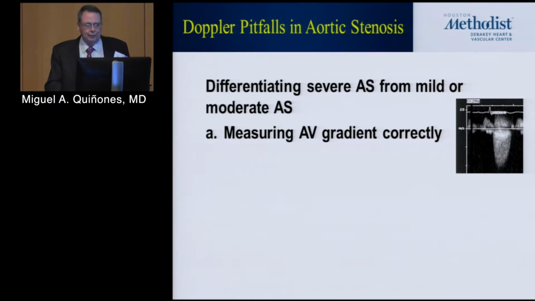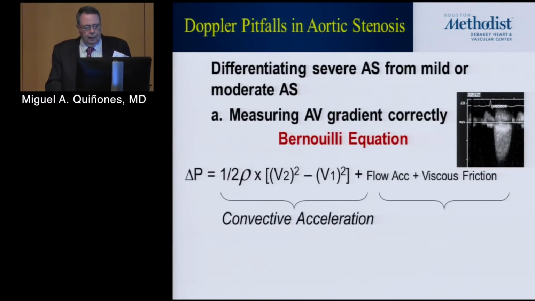First step we'll have to do is assess valve severity. And in AS, obviously, mild, moderate, and severe are very important. And we always start with the gradient, because the gradient is what the ventricle feels. And we all use the 4V square equation.